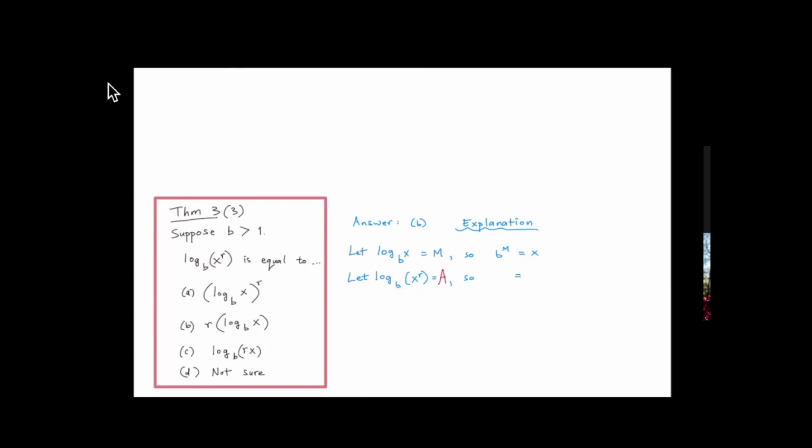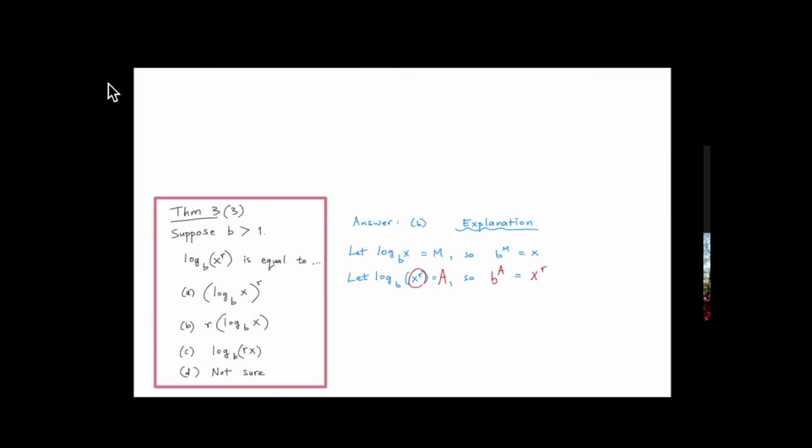So then from the definition, I have the base to the exponent is equal to what's inside of the log, so x to the r. And because I'm trying to check, is this really equal to this one? I need log base b of x. So I write down log base b of x equal to some letter n. And so I have the base to the exponent equals what's inside of the log.